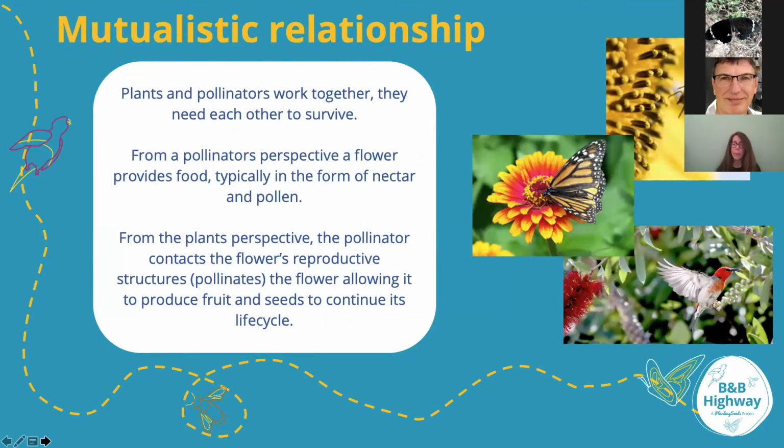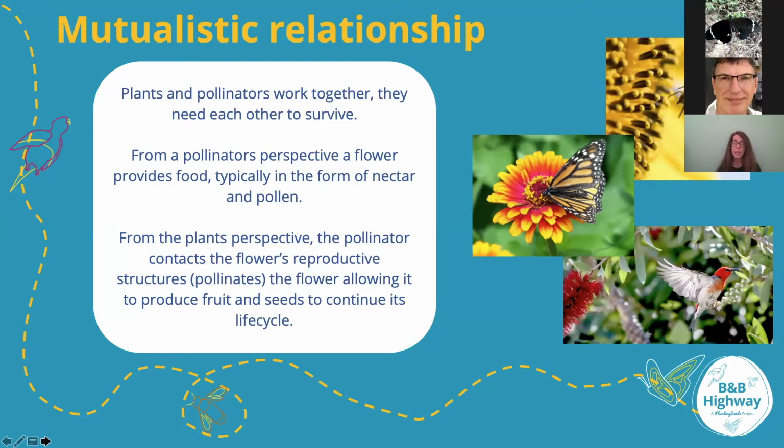So we talked about how they've evolved. Plants and pollinators have evolved, or grown up and changed, over many, many millions of years. And they actually work together. They need each other to survive. So from a pollinator's perspective, a flower is there providing them with some food, a nice sweet drink of nectar, and that's often in the center of the flower, sometimes trickier to access for some pollinators than others.